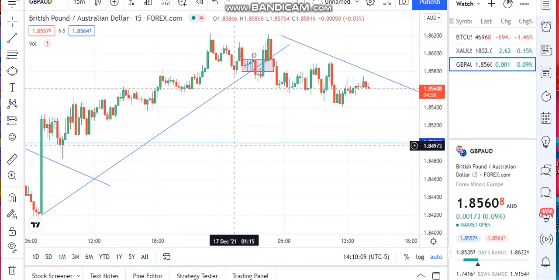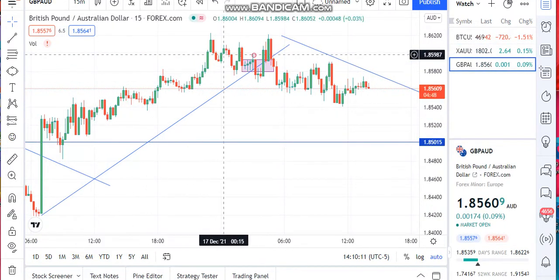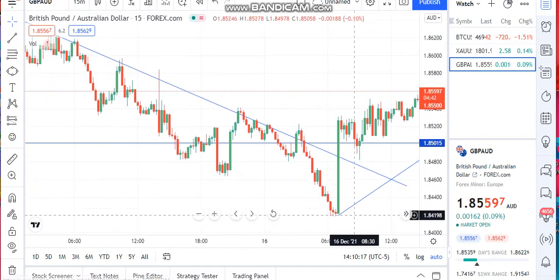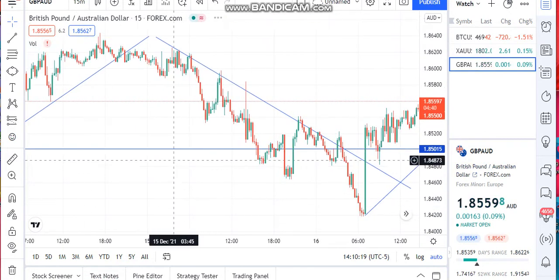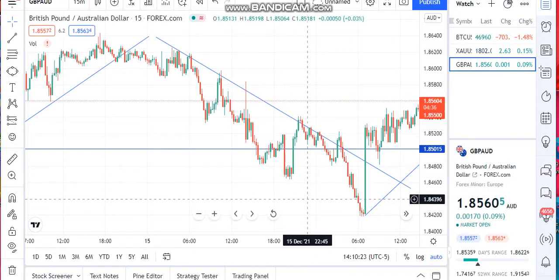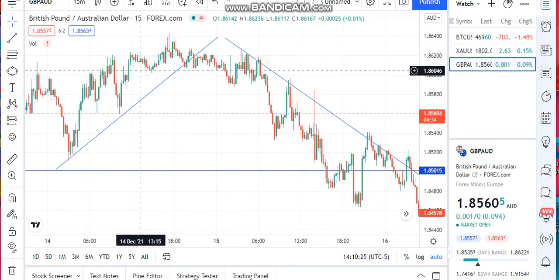All right, candles are above the trend line, uptrend. Candles are below the trend line, downtrend. All right, gang, so just practice: below the trend line, downtrend, above the trend line, uptrend.